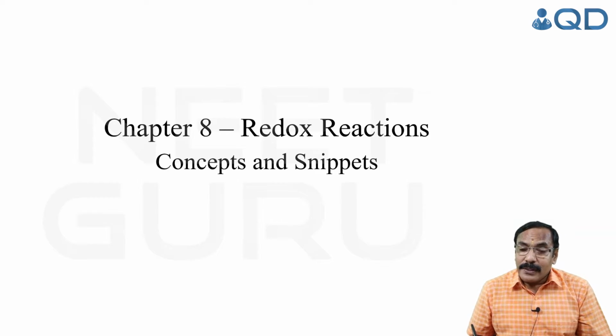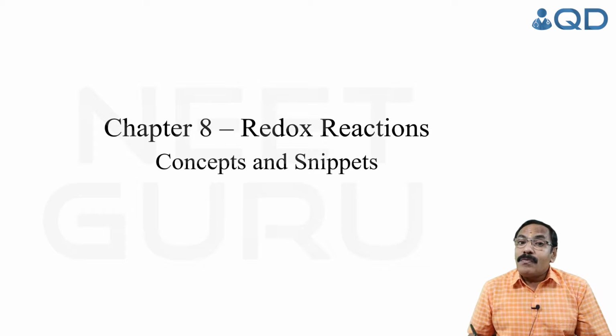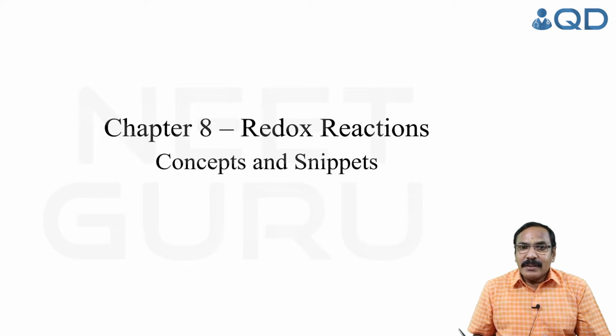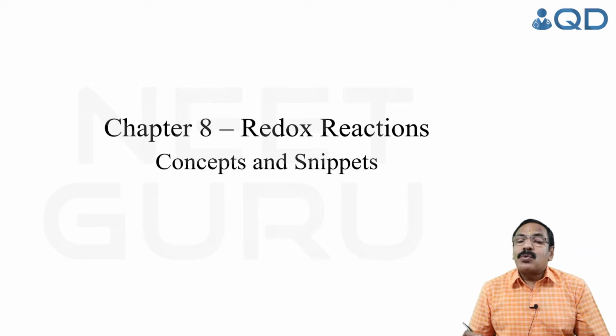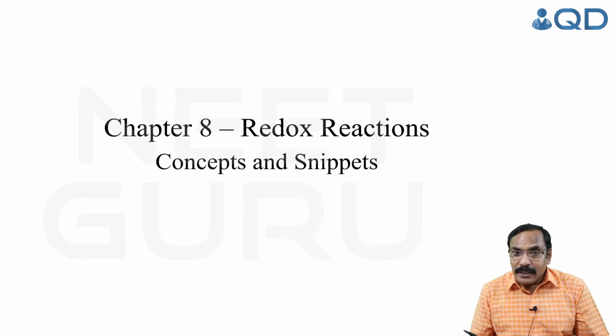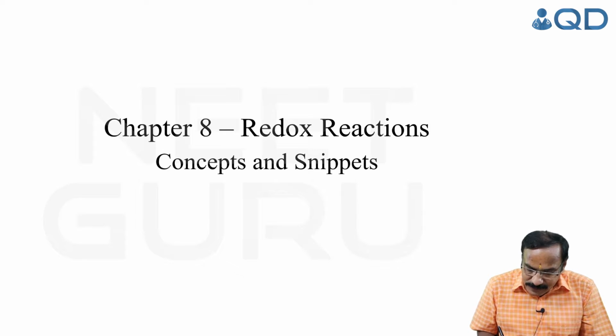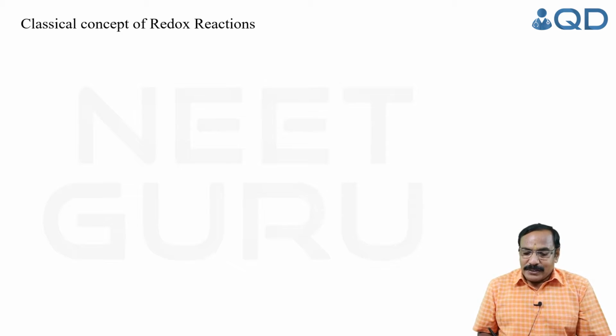And during these redox reactions, there are always energy changes which appear as light or heat or as electricity. In fact, our galvanic cells, the cells which are a portable source of electrical energy, obtain electrical energy as a result of redox reactions. So, let us discuss the redox reactions.